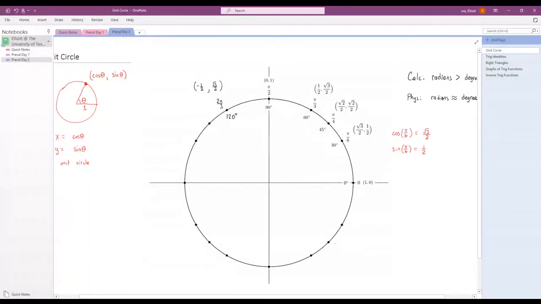All right. So then this next angle here. It's the 45-degree angle, but in the 2nd quadrant now.